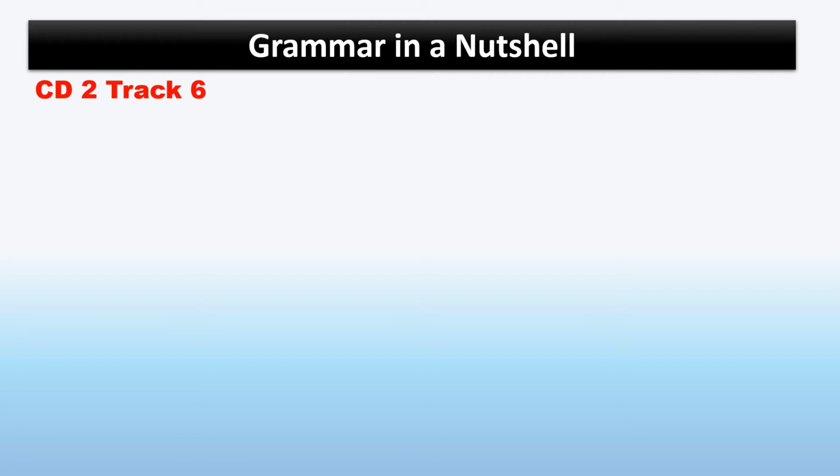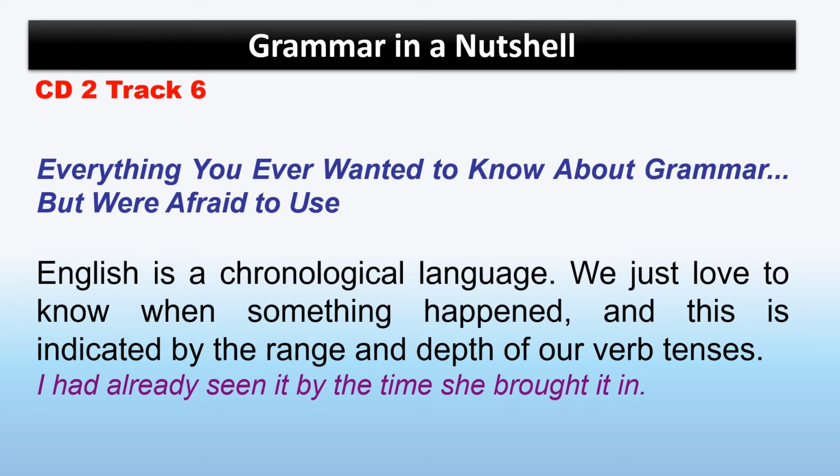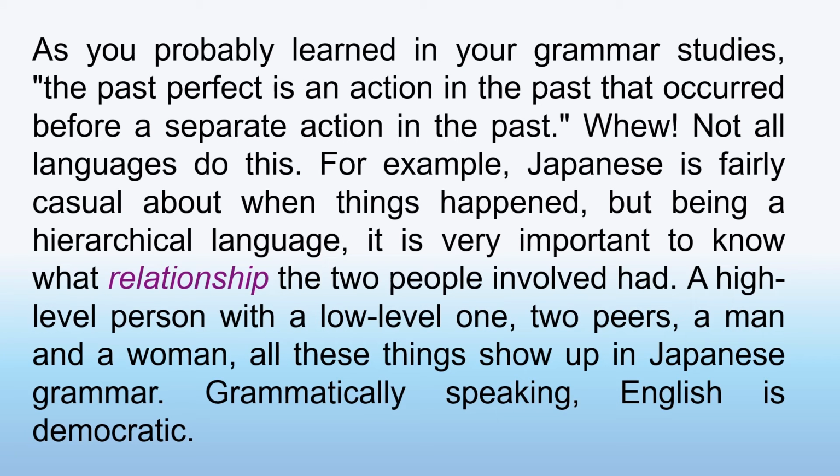Grammar in a nutshell. Everything you ever wanted to know about grammar, but were afraid to use. English is a chronological language. We just love to know when something happened, and this is indicated by the range and depth of our verb tenses. I had already seen it by the time she brought it in. As you probably learned in your grammar studies, the past perfect is an action in the past that occurred before a separate action in the past. Phew, not all languages do this.